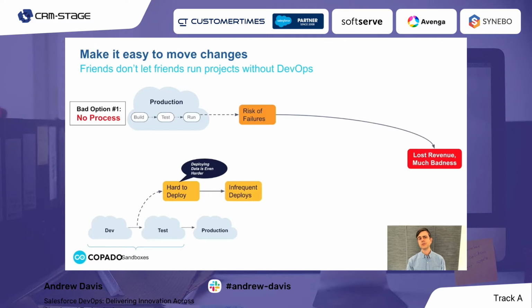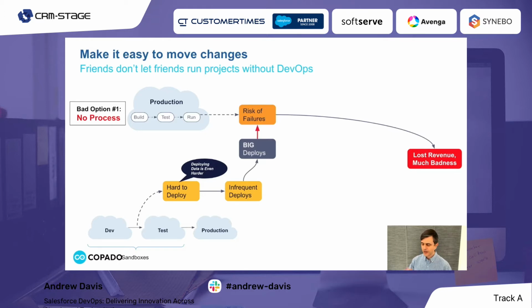Now, what happens when you make something hard is the opposite of what happens when you make it easy, is that people do it infrequently. When something's hard, you do it as infrequently as you can possibly get away with. And so this is where you have infrequent deployments. And these infrequent deployments, what are the consequences of those? It means that when you do deploy, you have big deployments. And when you have a big deployment, what do you have? You have a high risk of failure.